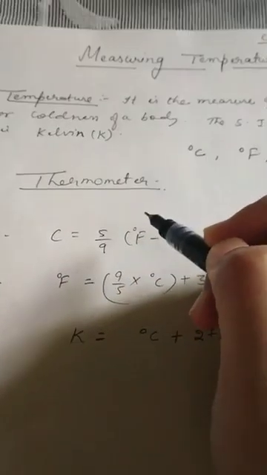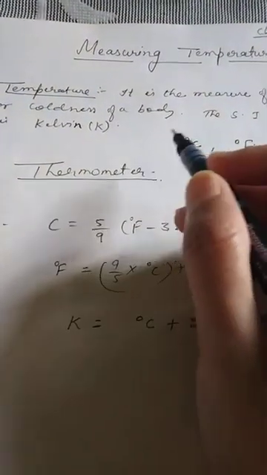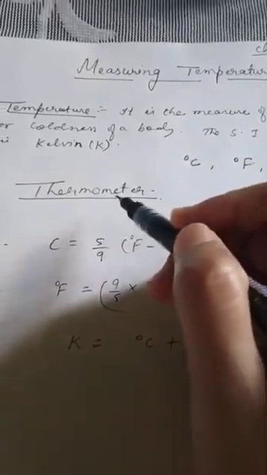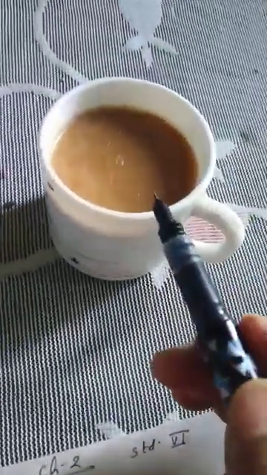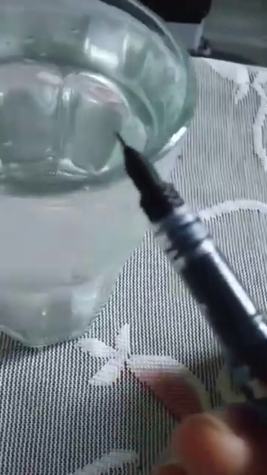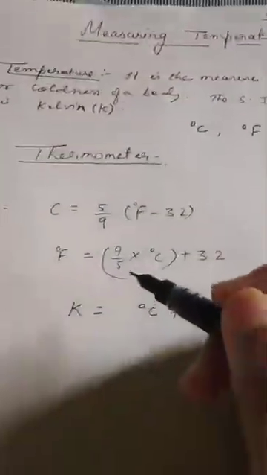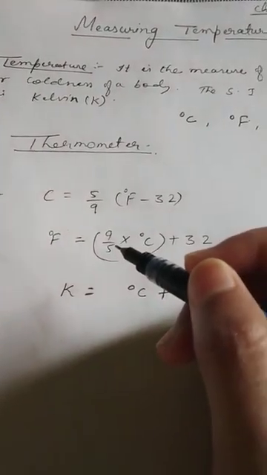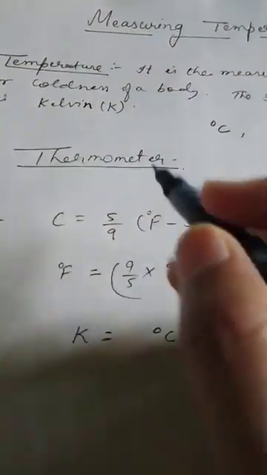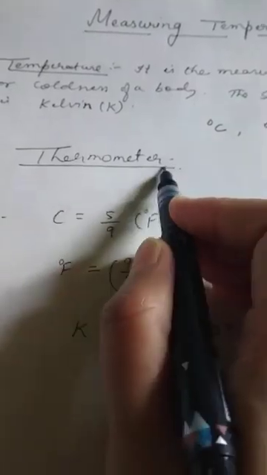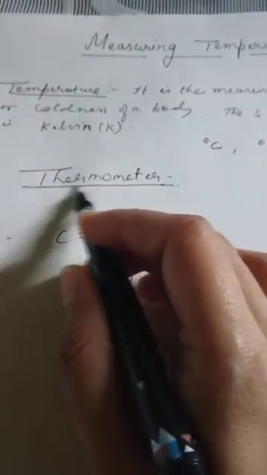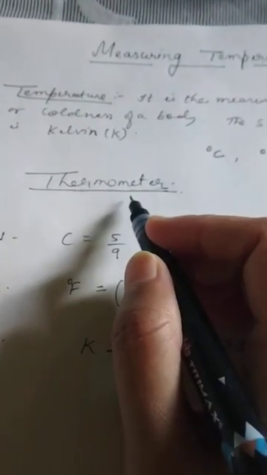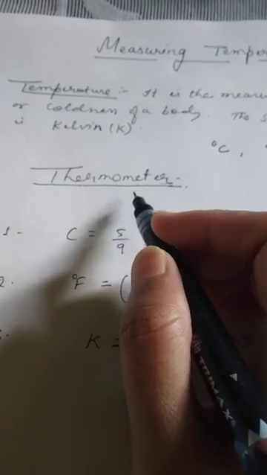Now the question is how we can measure the temperature of a body. How can we say how hot this cup of tea is, how cold this glass of water is? How can we measure the temperature? So the answer is there is a device for measuring temperature that is called a thermometer. A thermometer is used to measure the temperature of any body or any object.